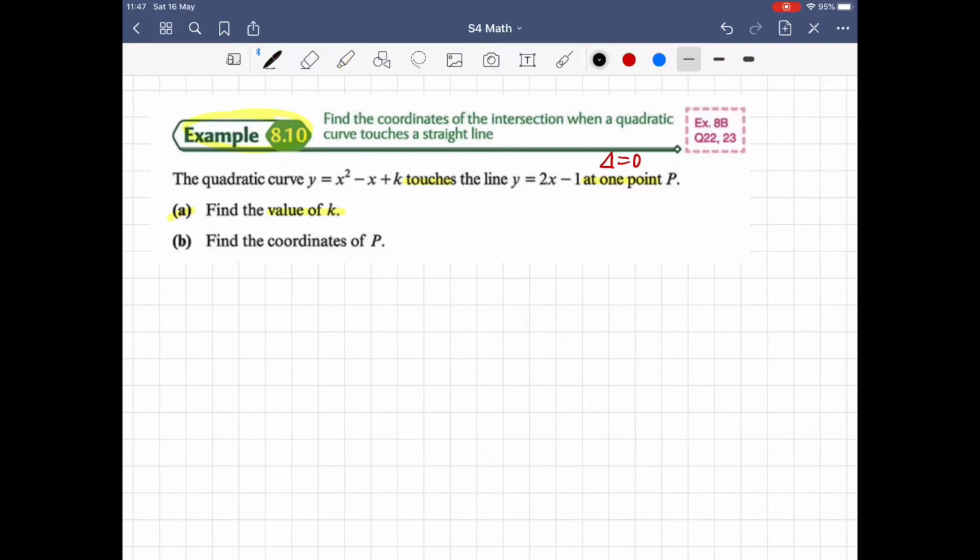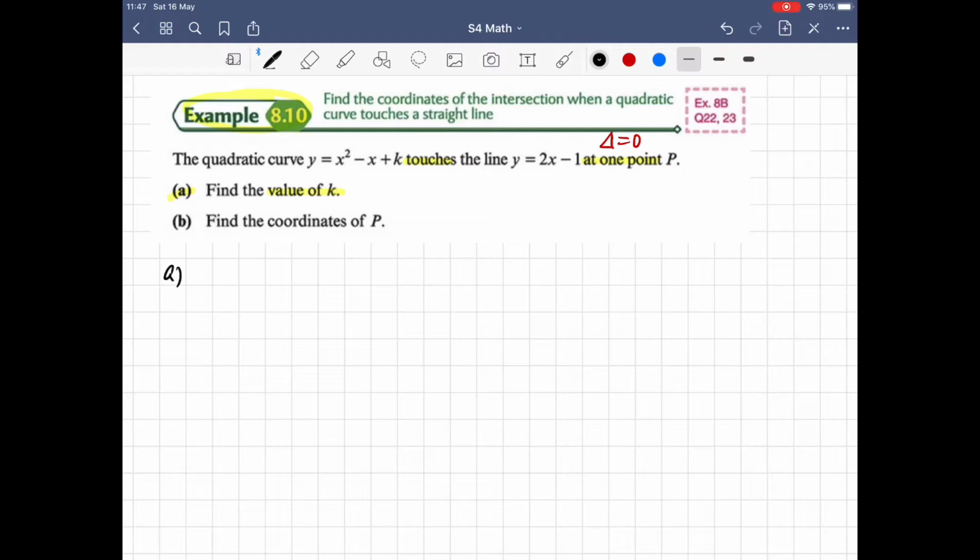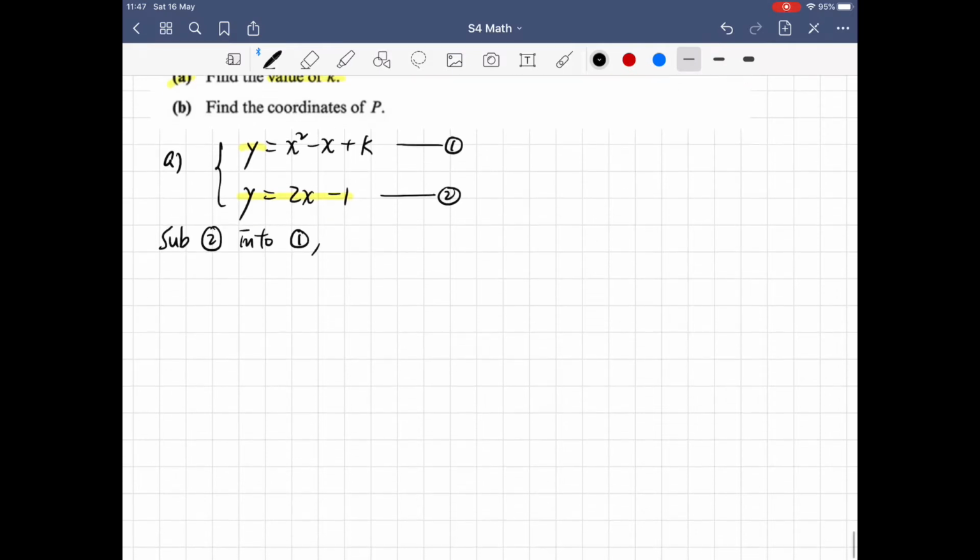Now we can form the simultaneous equations. The first equation is y equals x squared minus x plus k, and the second one is y equals 2x minus 1. Then we can substitute the second equation into the first one. So we substitute 2 into 1, and we have 2x minus 1 equals x squared minus x plus k.